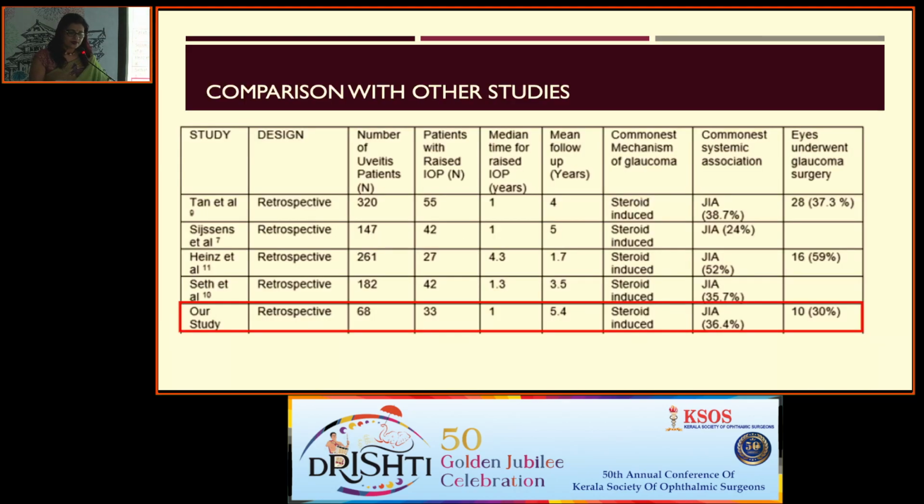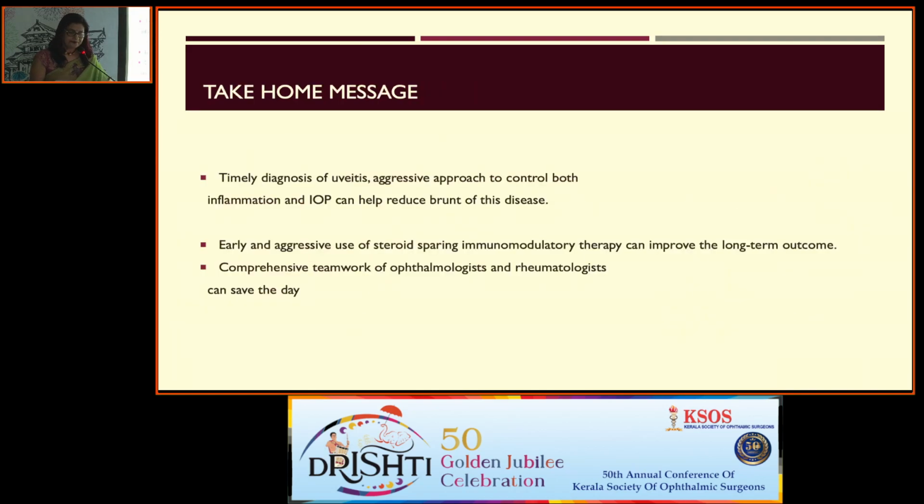When we compare with other studies, we have a very similar incidence of JIA, 36.4%, however the number of eyes that underwent glaucoma surgery is less compared to all the other studies. So my take-home message is that timely diagnosis of uveitis and aggressive control with immunomodulation can help reduce the incidence of steroid-induced glaucoma and, generally, IOP rise in these children, and give good results. Thank you.